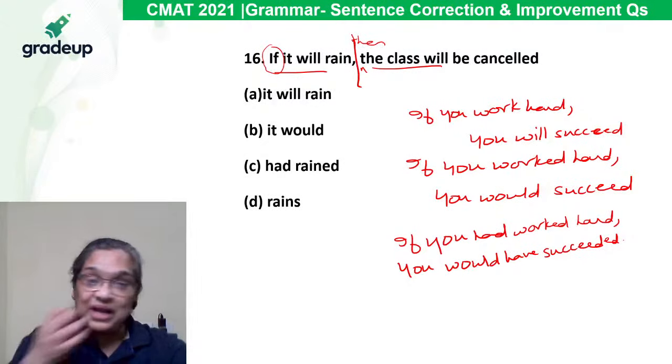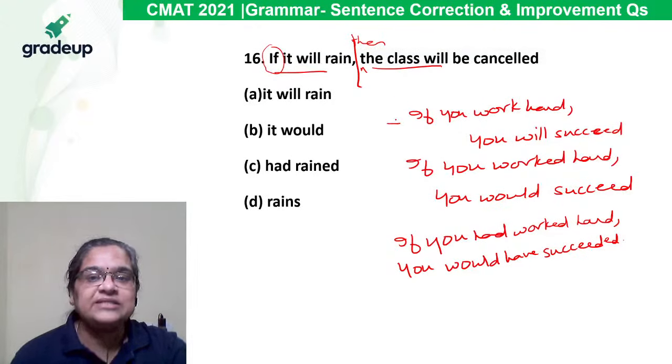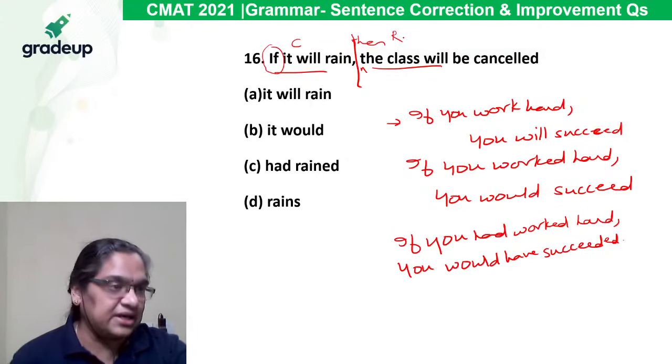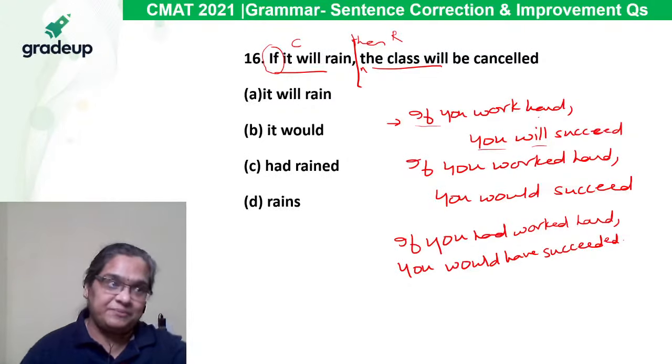Now there are three types of conditional sentences. This is the first type. The first one is in simple present tense, and this is called the conditional clause, and this is called the result clause. So if the conditional clause is in simple present tense, if you work hard, the result clause will be in simple future. You will succeed. All right.